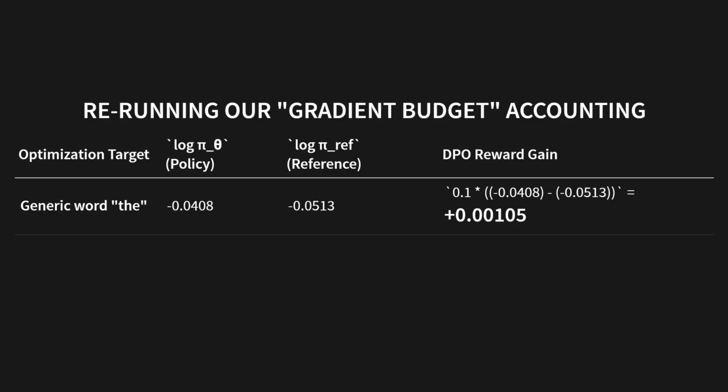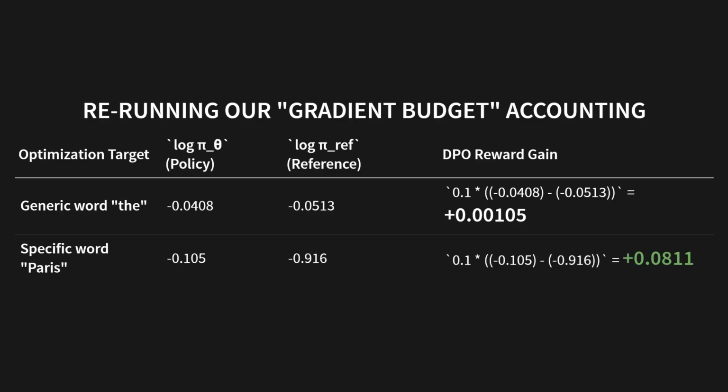0.00105. Now, let's look at the specific word, Paris. Our policy model gives it a log probability of negative 0.105. But the reference model thought this was pretty unlikely, so its score was way lower, negative 0.916. Now for the reward. We do 0.1 times negative 0.105 minus negative 0.916, which gives us a whopping plus 0.0811. The tables have turned completely.